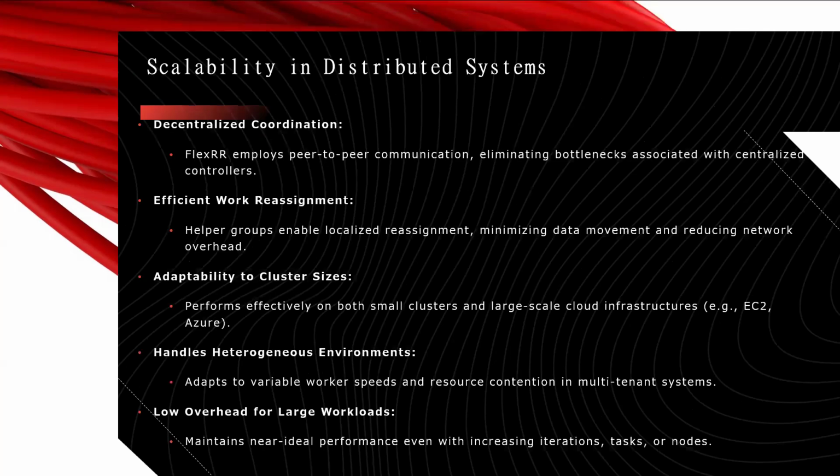Second, scalability in distributed systems, which are decentralized. Decentralized contribution: FlexRR uses peer-to-peer communication, eliminating the bottlenecks associated with centralized controllers, so that work is more efficient. Work reassignment in helper groups enables localized reassignment, minimizing data movement and reducing network overhead. Across cluster sizes, performance is effective on both small clusters and large-scale cloud infrastructures, for example EC2 and Azure.